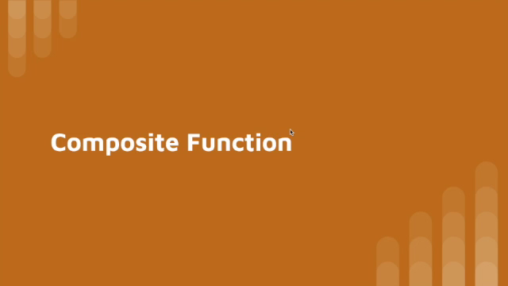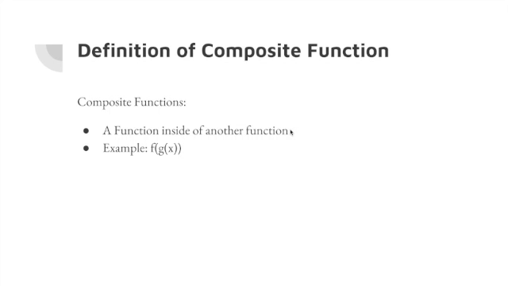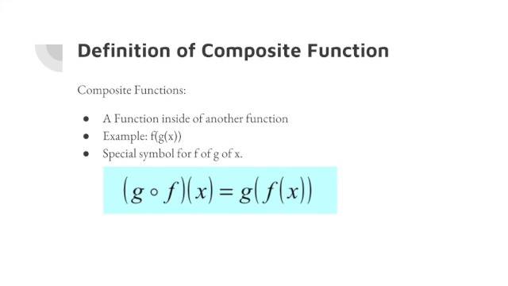A composite function is when one function is put inside of another. For example, f of g of x would be a composite function because it is made up of two independent functions, f of x and g of x. There's also a special symbol for composite functions that looks like this. Now, don't worry if you see that in a problem, because they basically mean the same thing.